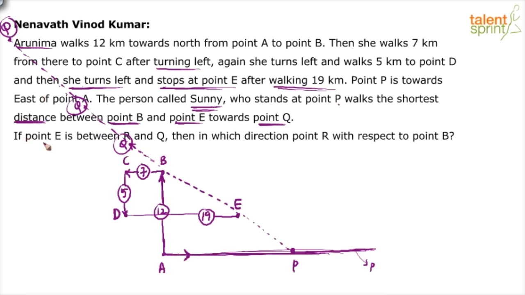Now look at the question. Point E is between R and Q. So Q is here on this line, and point E is between R and Q, so obviously R will come on this side. Again, you extend this line like this. R will come here, or maybe here, or maybe here. Multiple possibilities.